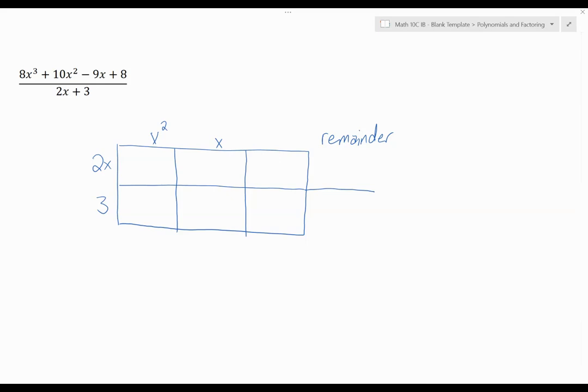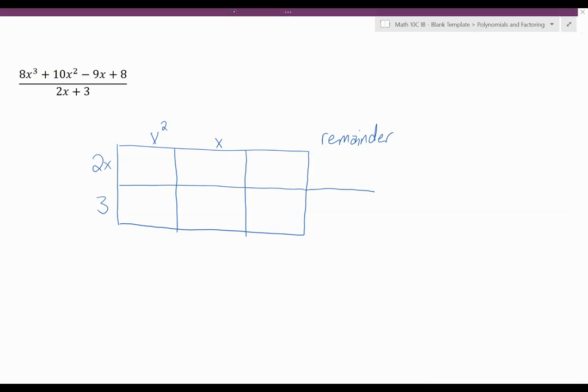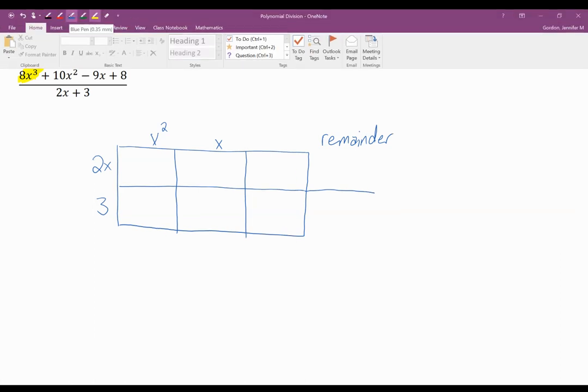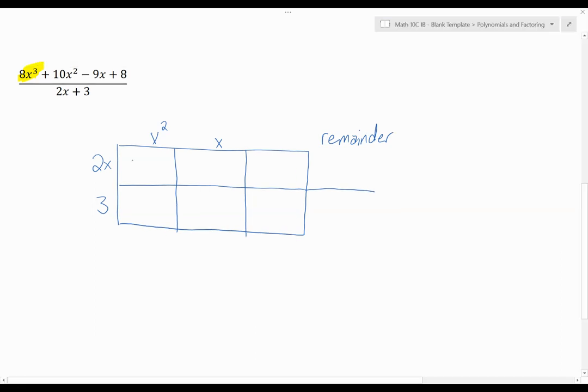Now I'm not going to completely populate this square to start, but what I am going to do is I'm going to take that first term. That first term is going to go in the top leftmost box. So 8x cubed.